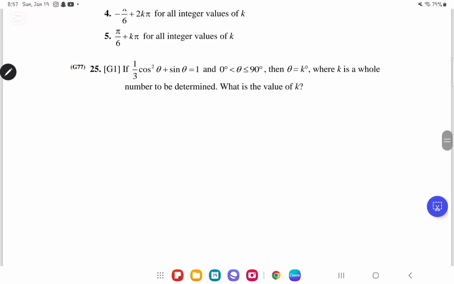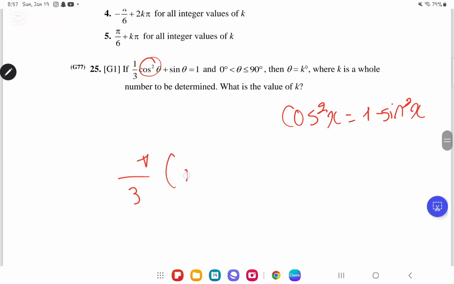So we know that cosine squared x is equal to 1 minus sine squared x. So very simply, we can replace cosine squared x by 1 minus sine squared x. So it becomes 1 over 3 times 1 minus sine squared x plus sine x. What I'm doing is I'm replacing theta by x. So sine x is equal to 1.